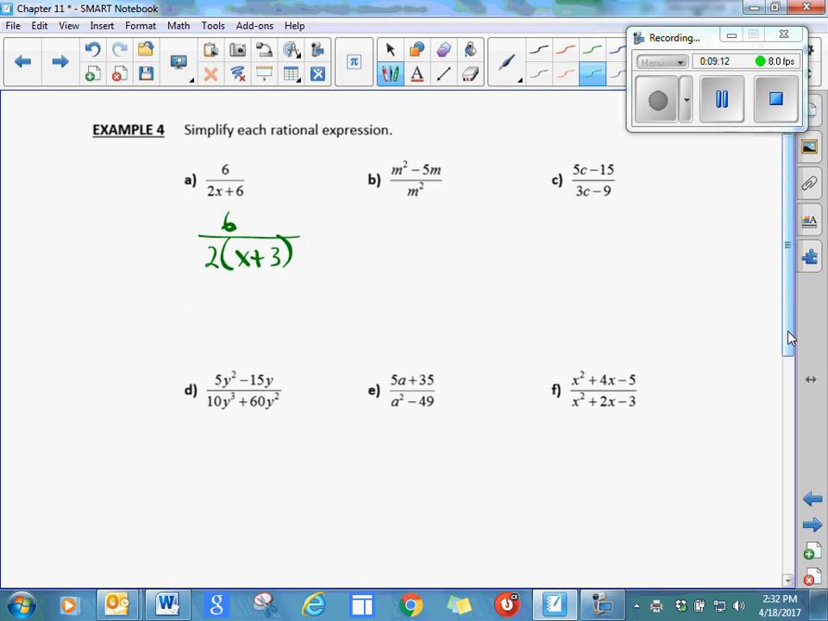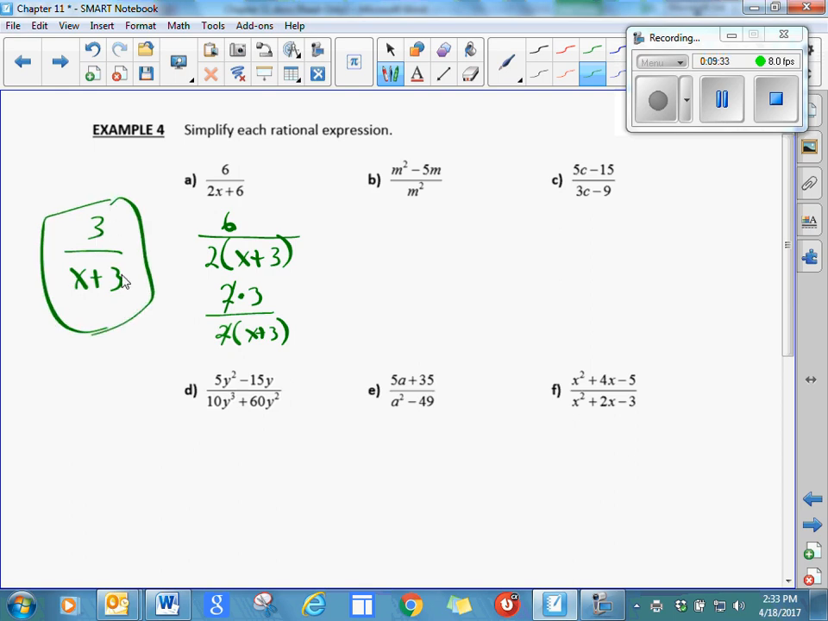Now we ask ourselves, is there anything that we can do to rewrite 6 with a factor of 2? Yeah, 2 times 3 over 2 times x plus 3. The 2's will now cancel, and your answer is 3 over x plus 3. Now, once again, you cannot cancel this 3 and this 3 because this 3 is not a product. It is a term in this addition expression.